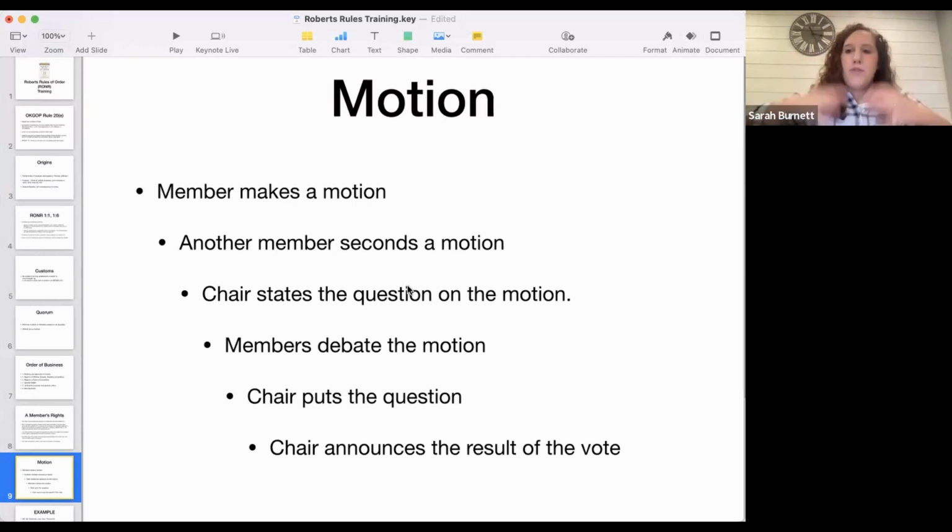Then everyone gets to debate that motion, starting with the member who made it. So the member who made it gets to speak first, and they get to speak one other time wherever they want to speak within the allotted debate time. Any debate should alternate for and against. You can have time limits on that debate. There's other ways to work that debate, but Robert's recommends that it alternate. Every other member outside of the motion maker only gets to speak one time.